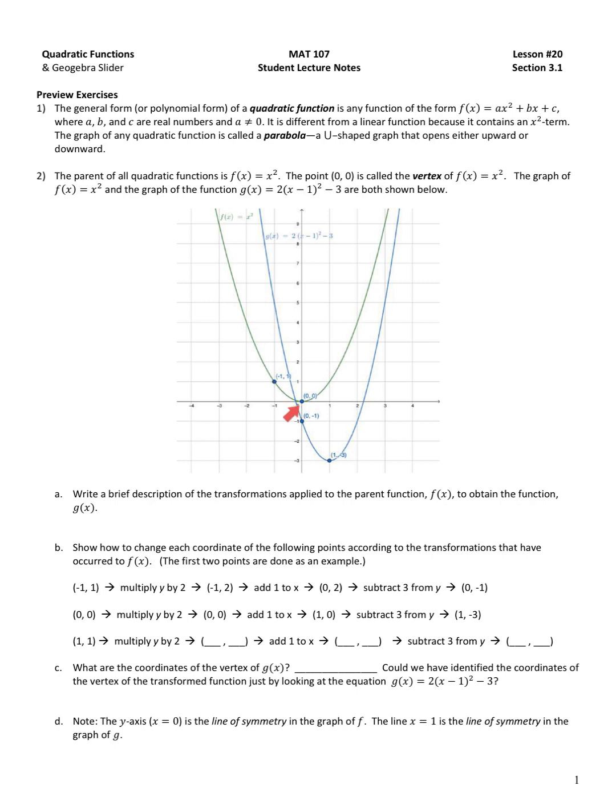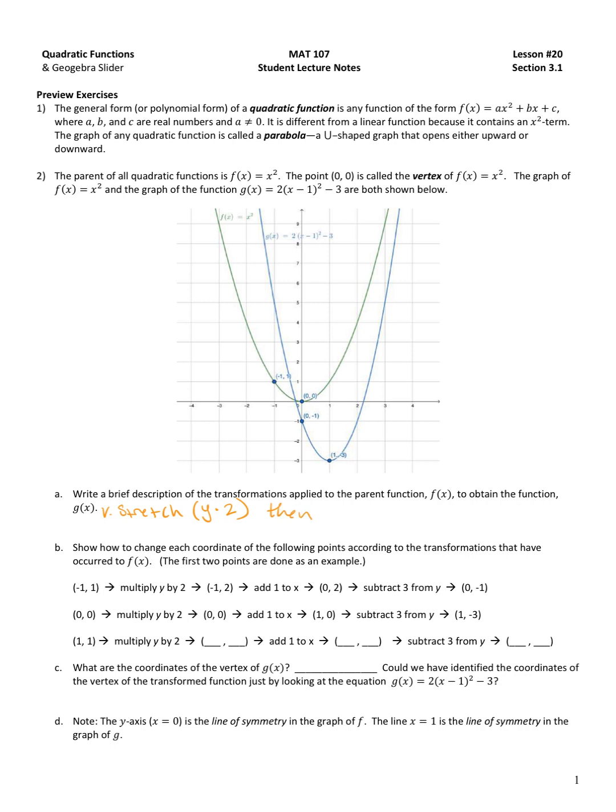The graph of x squared and the graph of g of x, which is a transformation of x squared given by 2 times x minus 1 squared minus 3, are both graphed below. We want to write a brief description of the transformations applied to the parent function f to obtain the function g. Looking at this formula, we've got a 2 outside. That's going to give us a vertical stretch, which takes all our y values and multiplies by 2.